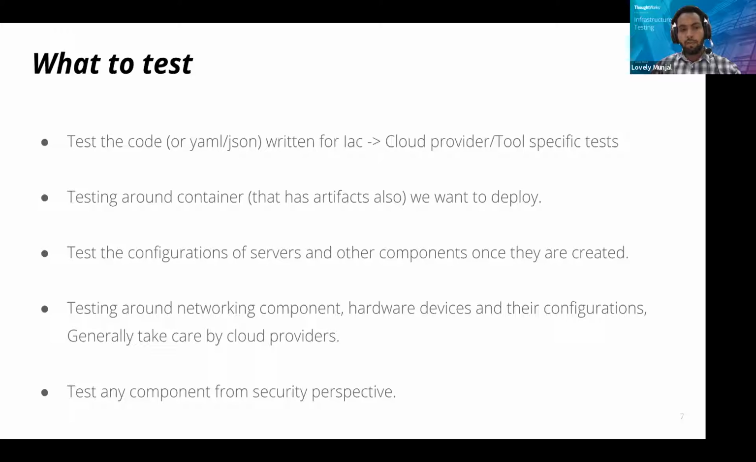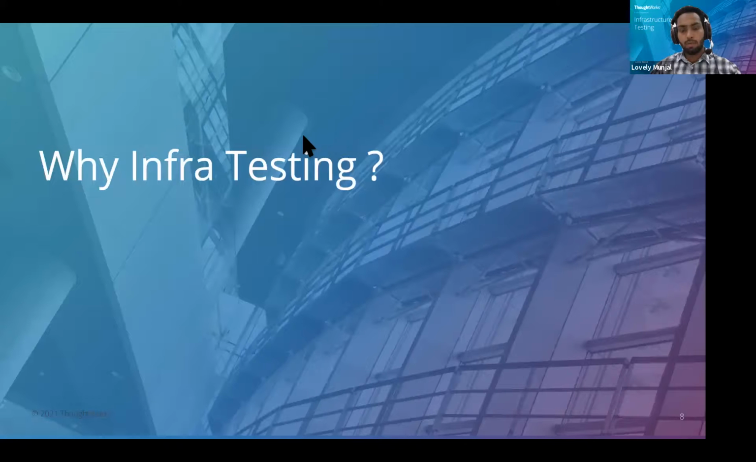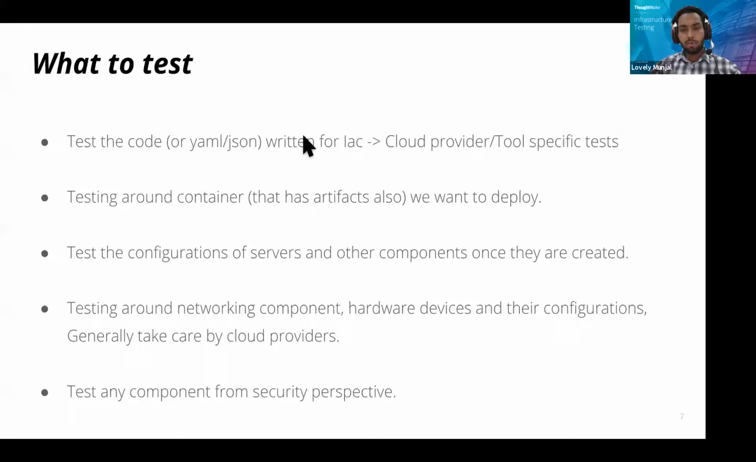Similarly, we have different tools like Terraform, Chef, Puppet. Those tools also provide a few libraries, and you can use those libraries for testing of the infrastructure code. So the first point you see is the lowest level of infrastructure code and test. Second, you can test around the containers as well.